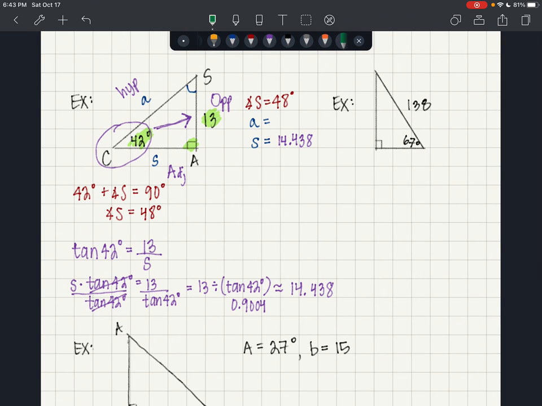Now we're going to solve for the hypotenuse. So I've got the opposite side and the hypotenuse, opposite over hypotenuse, that's the sine function. The sine of 42 degrees is equal to 13 over A. That means that A is going to equal 13 divided by the sine of 42 degrees. So this time we're talking about the sine of 42 degrees. I'm going to put that calculation into my calculator. 13 divided by the sine of 42, and I get approximately 19.428.